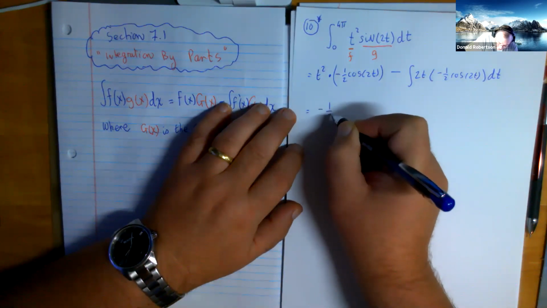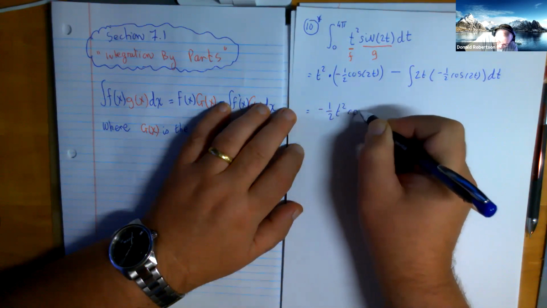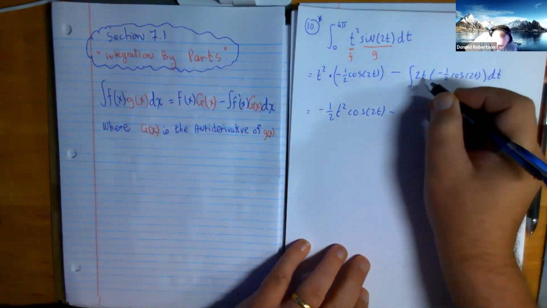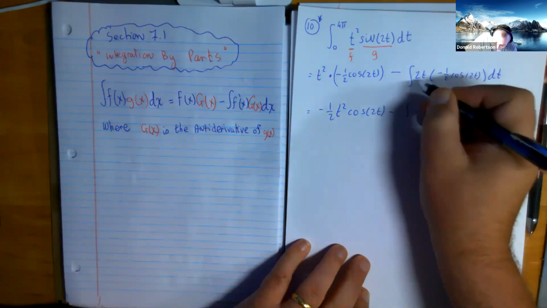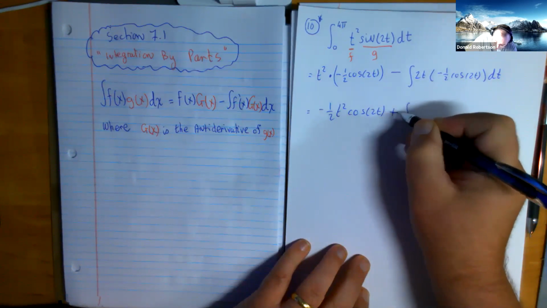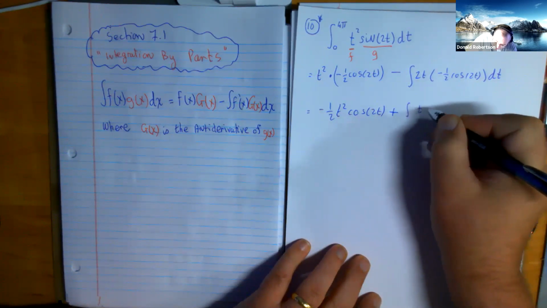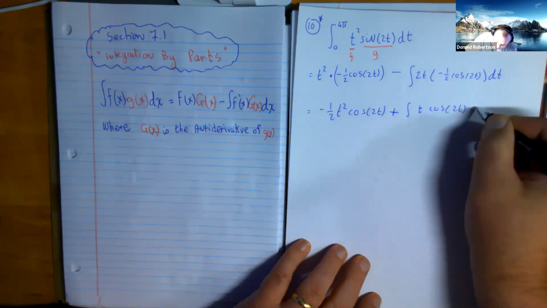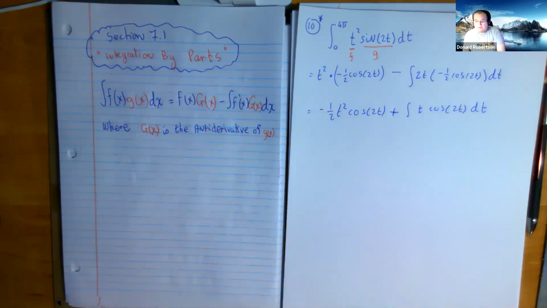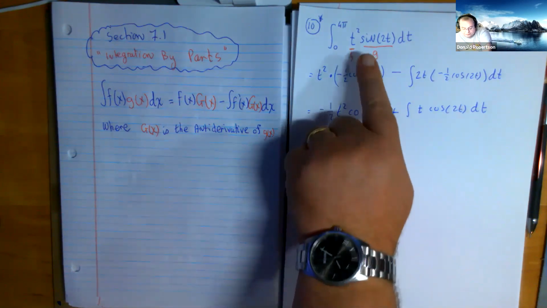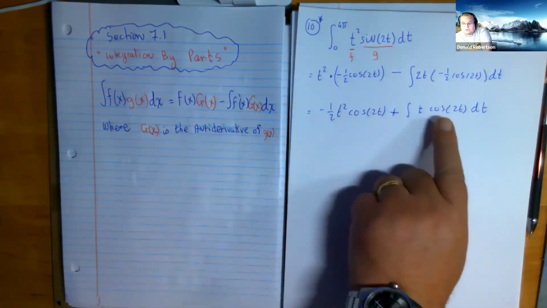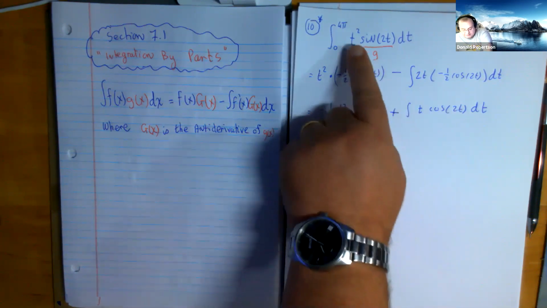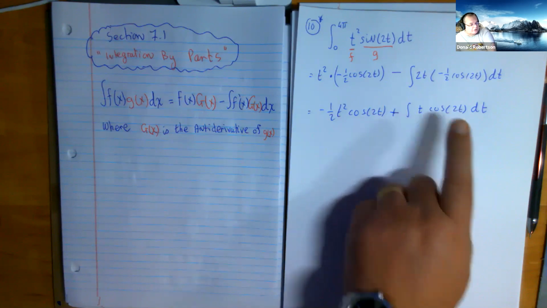I'll tidy this fella up. Those two negatives actually cancel out, so it's now a plus. And I'm left with t, the cosine of 2t, dt. Now, if you notice, the integral started with a t squared, and it's now changed to a different integral with a t. And that's what I mean when I say it gets simpler, right? It gets smaller.